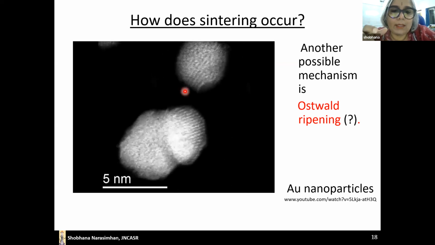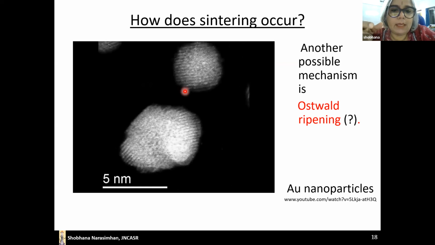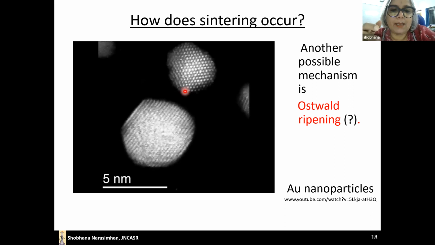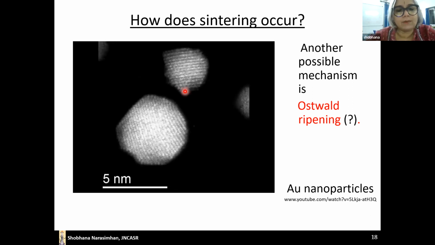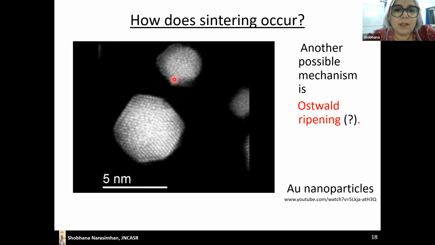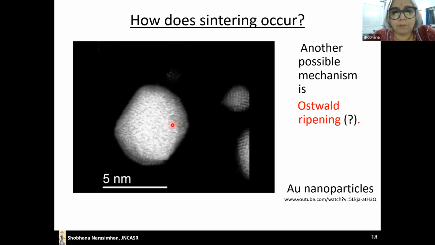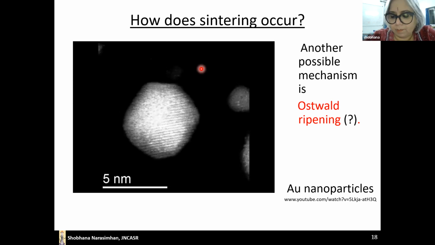But the way this video looks, I'm not really able to tell the difference here between particle migration and coalescence and Ostwald ripening, because if it was Ostwald ripening, I would expect this one to start looking smaller and this one to start looking bigger instead of this one to just disappear.